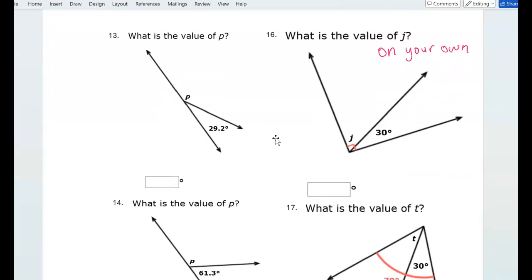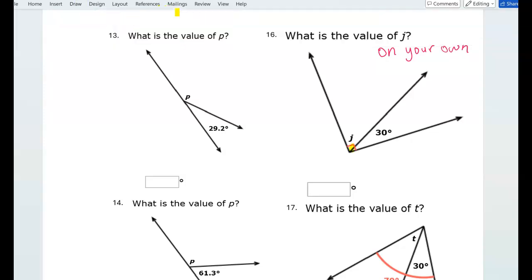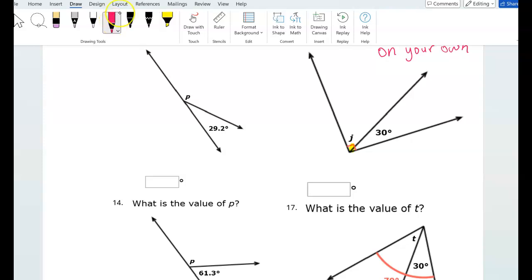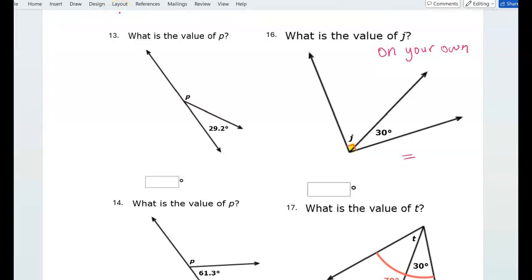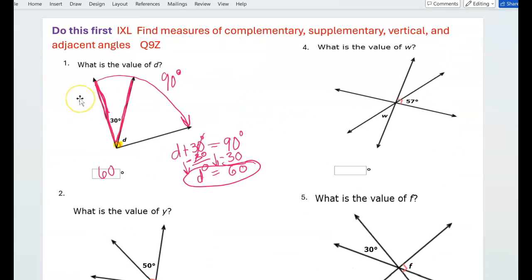So now your job is to go to number 16, and you're going to do this on your own. This is a 90-degree angle. We know that because of the square. You're going to set it equal to 90 degrees. They're telling us that this angle is equal to 30 degrees, but what is J equal to? If you're having trouble figuring out the next steps, go back and look at how I did number 1.